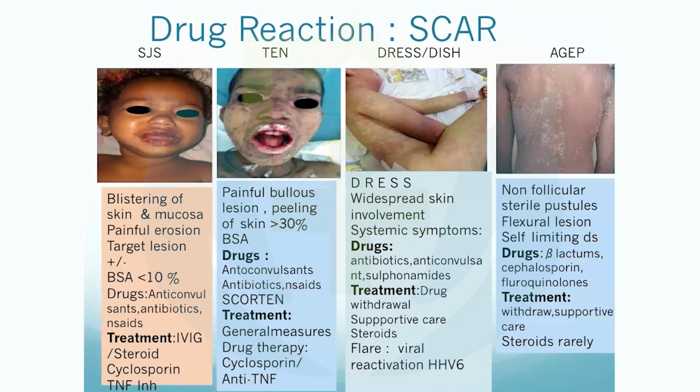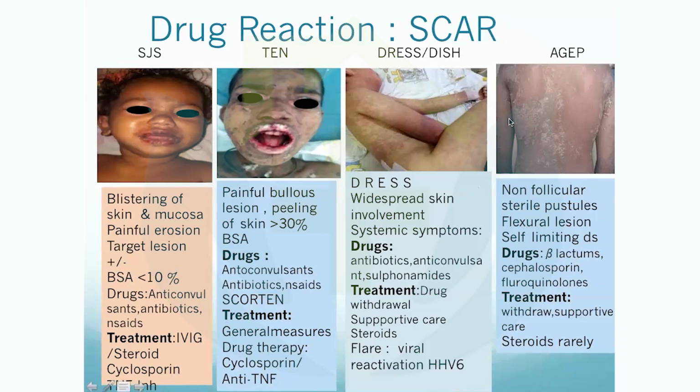In DRESS syndrome or in DISH syndrome, there's widespread skin involvement, presence of erythematous rashes all over the body. Again, it's very difficult to differentiate the rash. They're all circular erythematous, so it's really confusing. There can be associated facial edema, which is quite diagnostic of this drug hypersensitivity reaction. Again, antibiotics, anticonvulsants, and sulfonamides are usually responsible, and treatment is usually drug withdrawal, supportive care, and steroids are usually given for this drug hypersensitivity reaction, and it is thought to be associated with HHV6 infection.